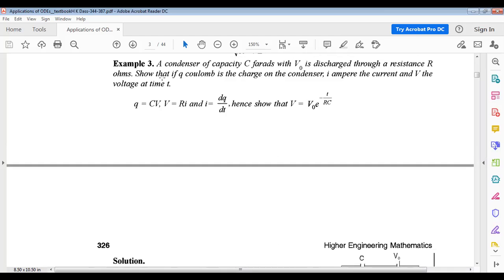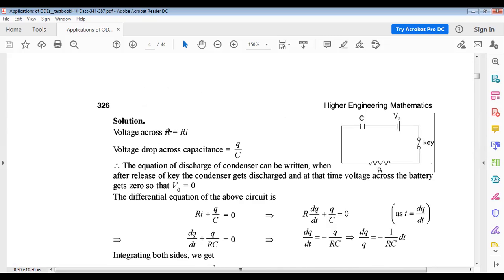So another example 3 now. A condenser of a capacity C farads, this is the capacitance C farads, with V naught is discharged through a resistance R ohms, so that if Q coulomb is the charge on the condenser, I ampere the current and V the voltage at time t. Okay, we must know Q equals to CV and V equals RI, where I equals to rate of change of charge with respect to time, that means dq by dt. Hence show that V equals to this.